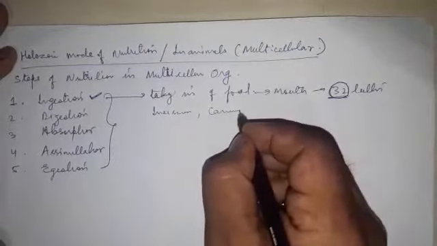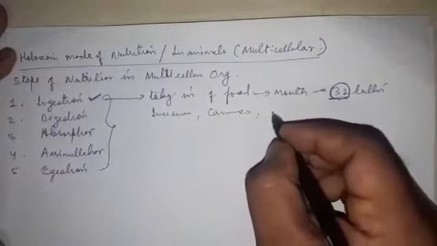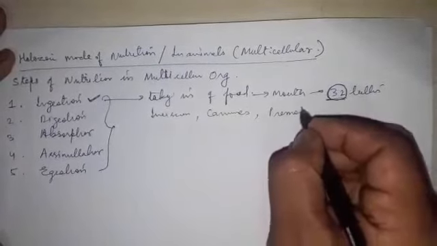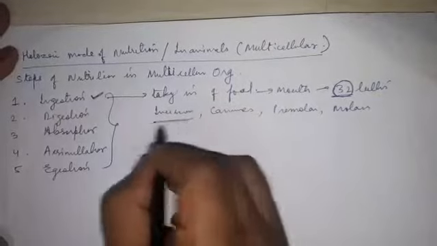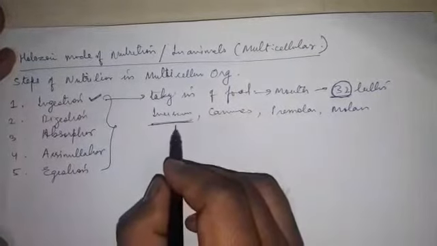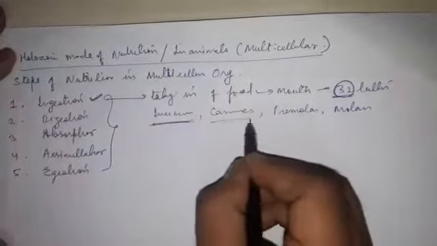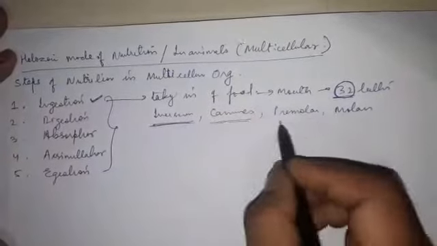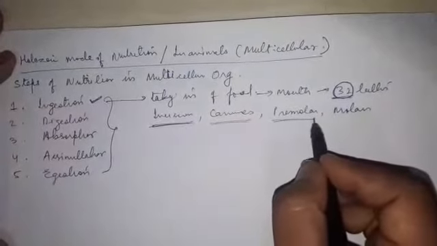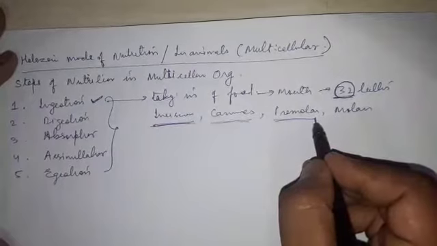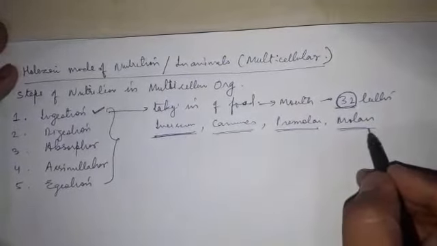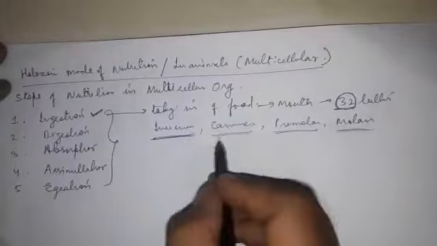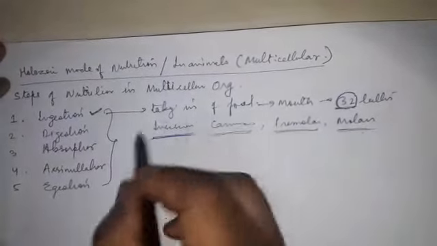Canines, premolars and molars. Okay, so incisors are called the cutting type of teeth. Canines are called tearing types of teeth. Premolars are called the crushing type of teeth, and molars are called the grinding type of teeth. So we have 4 different types of teeth in our mouth.